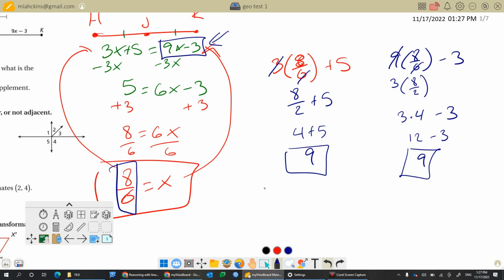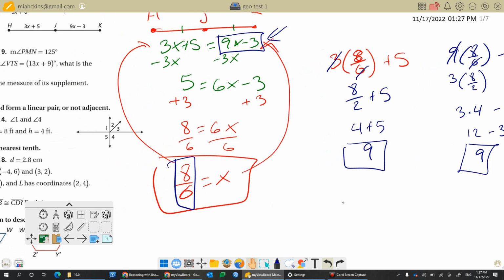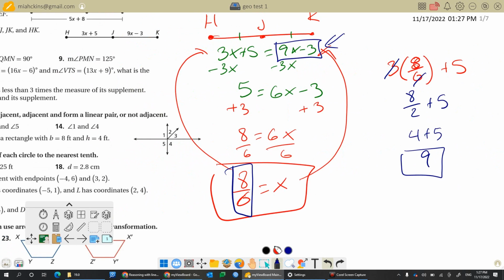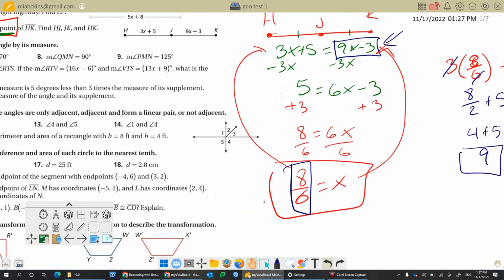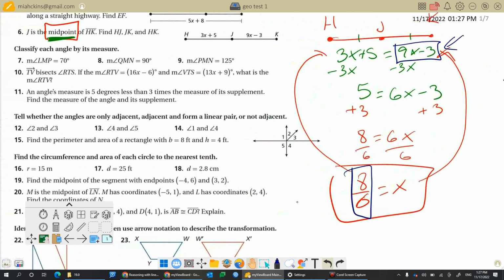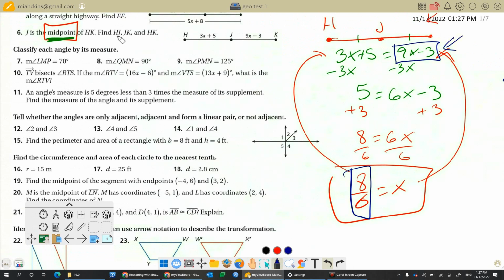So that means that we most likely did this correct. And so if both of these are 9, then we go over here and we pay attention to what the question was, and it says find HI, JK, and HK. So, or HJ. HJ is 9, JK is 9, so then HK is 18. So we know 18, HJ, and JK.